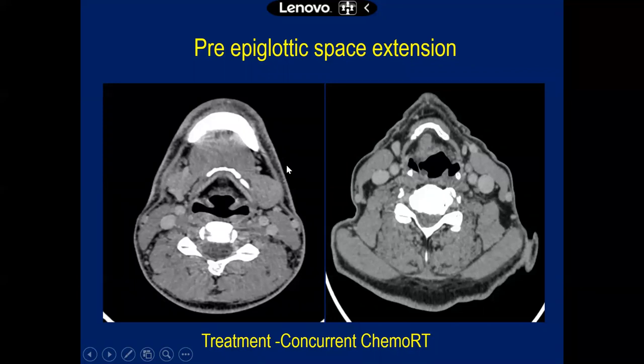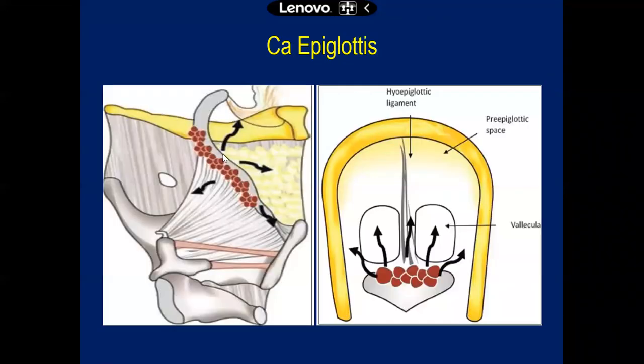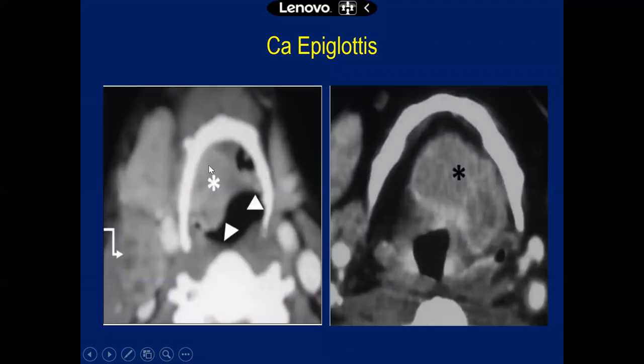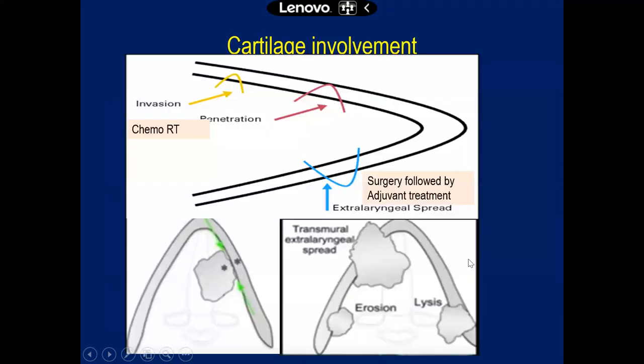You have an epiglottis tumor. If you have an epiglottic tumor, this can extend superiorly into the vallecula. It can extend into the preepiglottic space, coming down from the epiglottis, and that is how it can spread. So this is an epiglottic tumor. You can see this is extending into the vallecula. This is at the level of the vallecula. And this is the pre-epiglottic space, paraglottic fat is involved. So it is a T3 epiglottic tumor.